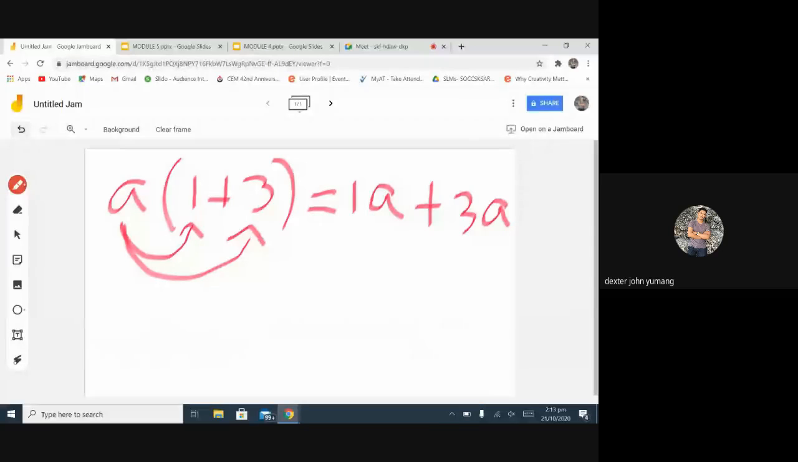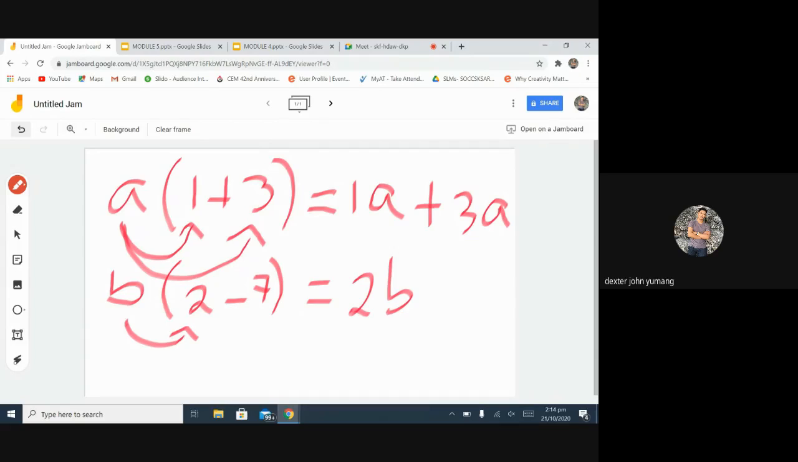Another example, B times 2 minus 7. So, what is the answer kapag i-distribute natin siya? So, 2 times B magiging? Anyone? Can you type in the chat box? Sabi ni Trisha, 2B. Yes, that's good. 2B. Tapos, 2 times 7 magiging, 7 times B pala, or B times 7 magiging 7B. Ngayon, anong gagamitin natin? Plus or minus?